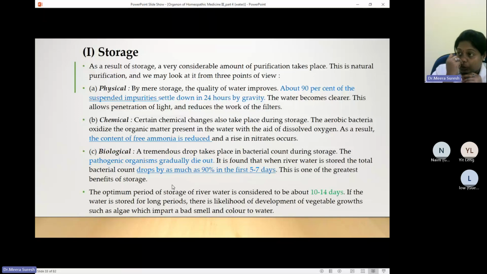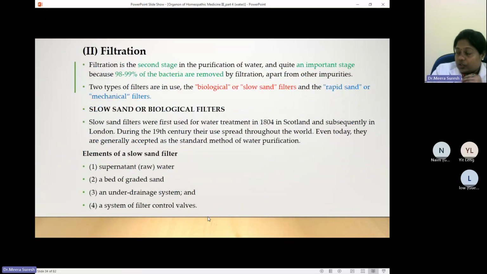So when we are storing water, there are physical, chemical and biological purification processes happening in some way or other in the water. But the optimum period of storage of river water is considered to be about 10 to 14 days. If it is stored for longer periods, there is likelihood of development of vegetable growth such as algae, which imparts a bad smell and color to water. So that is the benefit of storage, the first process in purification.